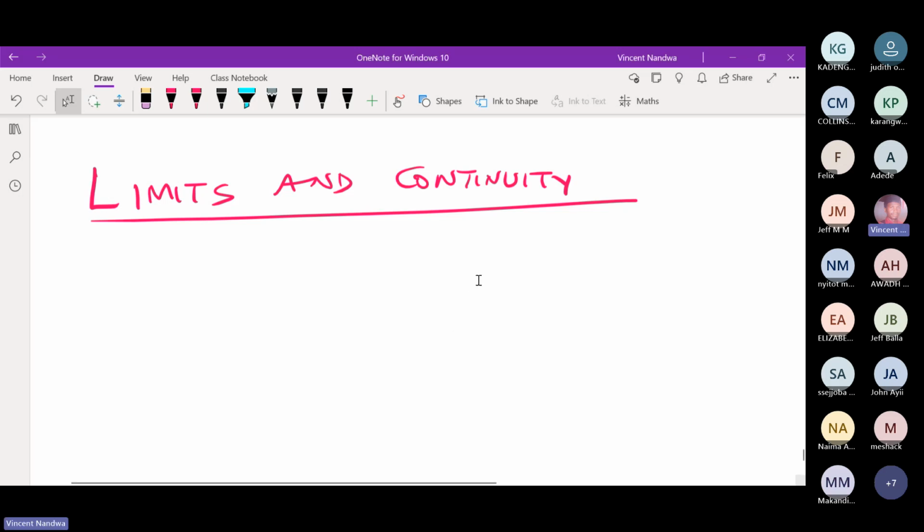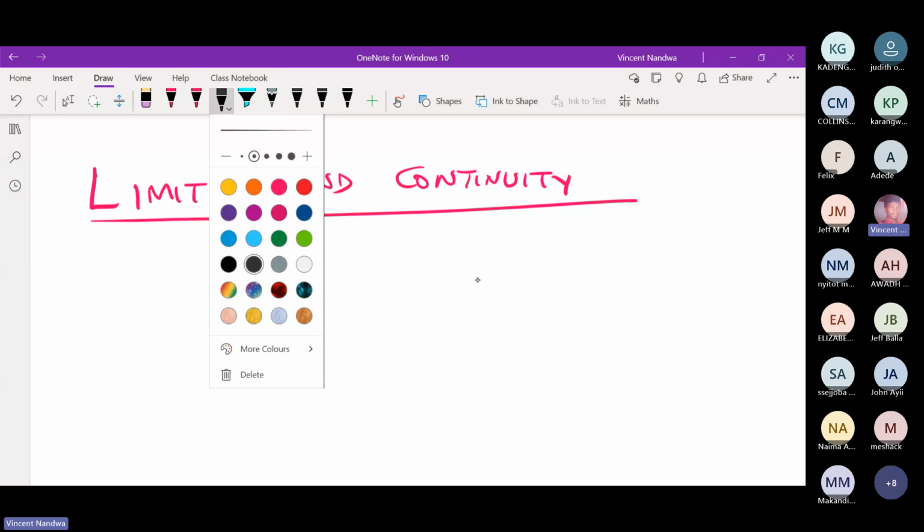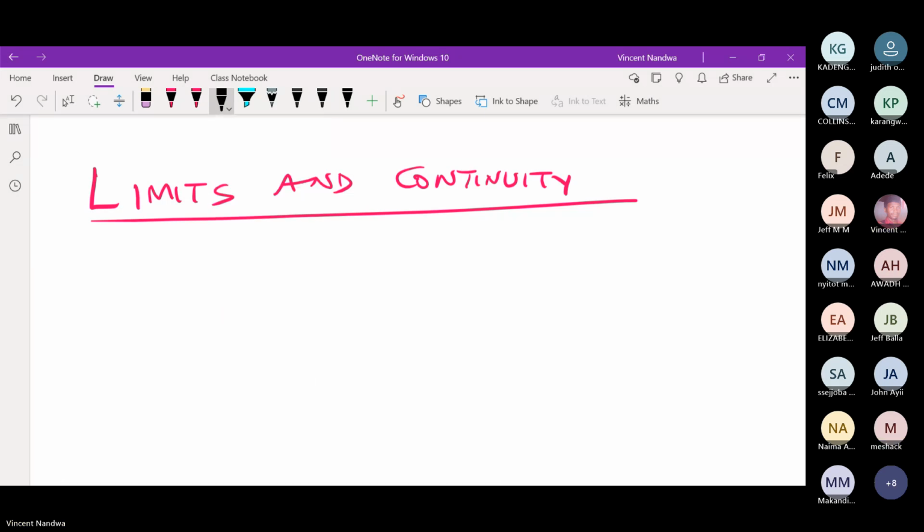I hope you can see my screen. Are you able to see my whiteboard? Yes. Meshach, are you able to see my screen? Yes, I can see. Okay, good.